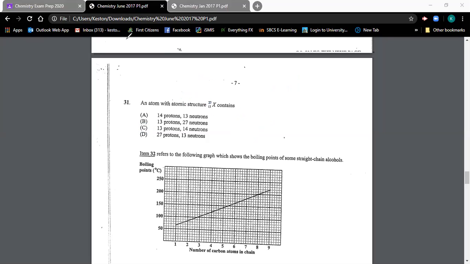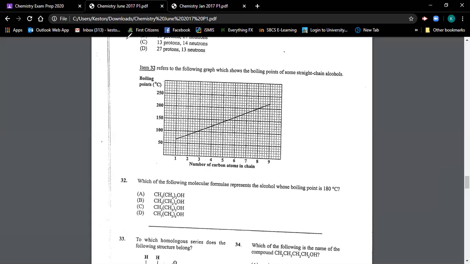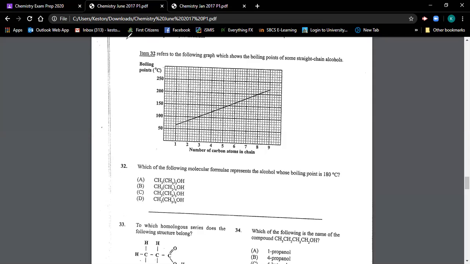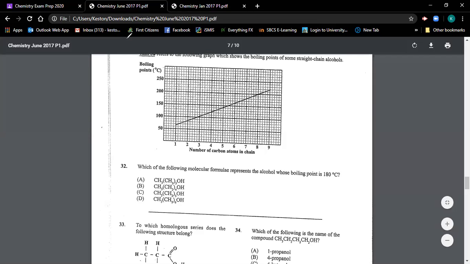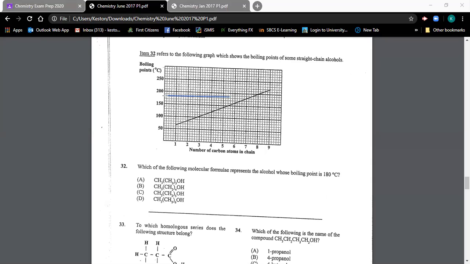Nice. 32. 32 refers to the following graph, which shows the boiling point of some straight chain alcohols. Which of the following molecular formulae represents the alcohol whose boiling point is 180? 180. So this is 60, 70, 80, somewhere here. There we go. Lines up there and drop it down. What do we get? 7 C's. Which of these have 7 C's here?